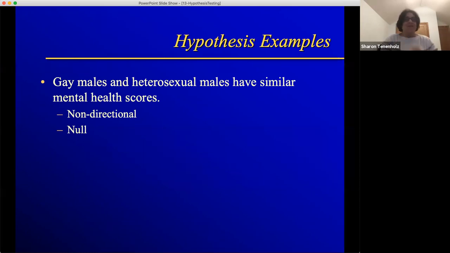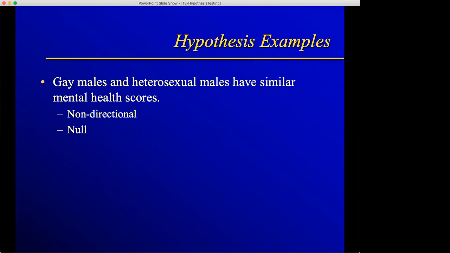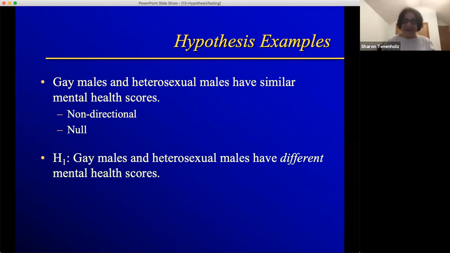So somebody else, you want to jump in here and see if you can phrase an alternative hypothesis? Or Rachel, if you want to take another crack at it, anybody can go here. Gay males and heterosexual males have different mental health scores. Good. Gay males and heterosexual males have different mental health scores, or you could also say dissimilar. Either they're the same or they're different. One of those two things must be true. How are those feeling so far?